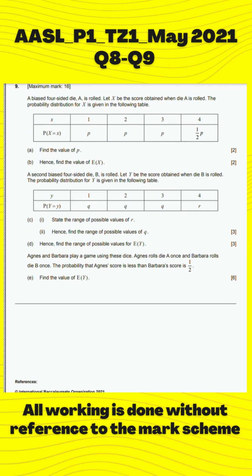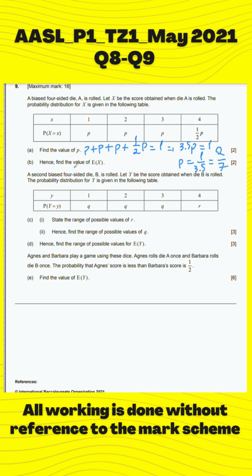Okay, question 9. Find the probability of B. So the total probability will be 1. So we have P plus P plus P plus 1/2 of P will equal 1. So that means 3.5P will equal 1. So P is 1 divided by 3.5, or 2/7.